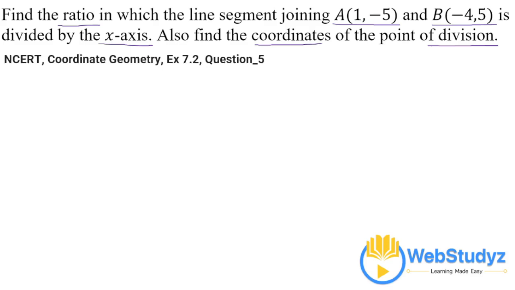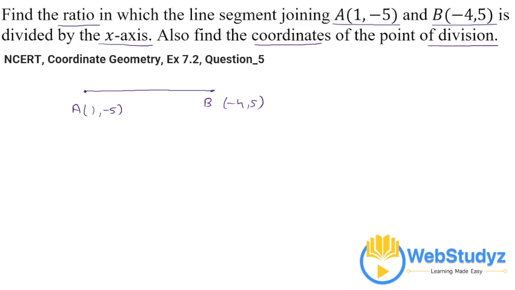So let us first draw the diagram. We are given a line segment joining the points A and B. Let us assume that this is the given line segment, where the coordinates of A are (1, -5) and the coordinates of B are (-4, 5). Now we are given that this line segment is divided by the x-axis.